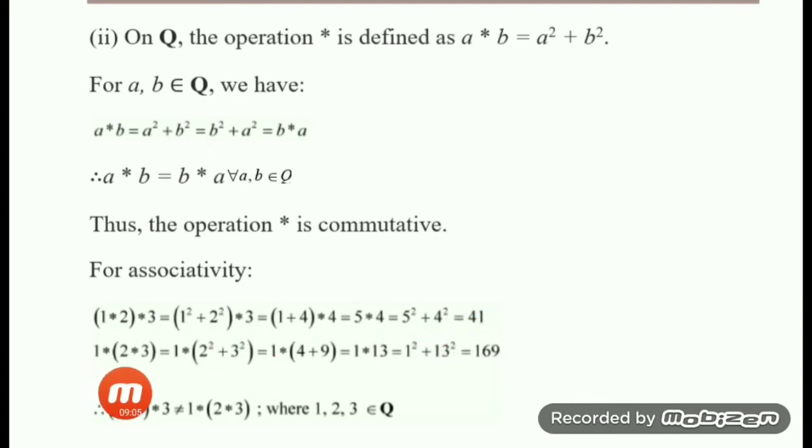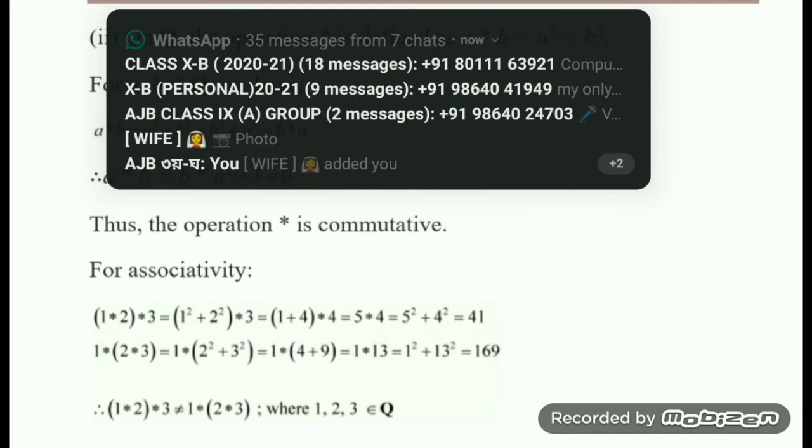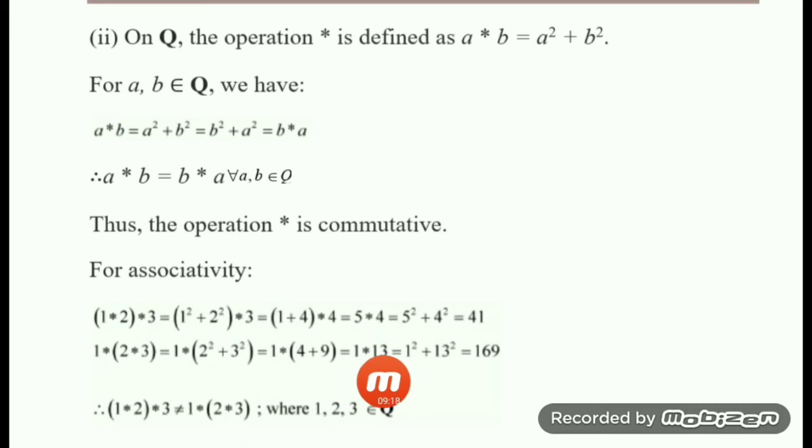Next, 1 star, in brackets, between 2 and 3. 1 star, this square plus this square, 2 square plus 3 square. So that gives you what? The 2 square is 4 and 3 square is 9, and that is 1 star 13. That is equal to 1 square plus 13 square. 1 square plus 13 square is equal to what? 169 plus 1 is equal to 170. It should be 170. I forgot to do the correction here. I forgot to add this 1 here. You do one more line, that is 169 plus 1, which is equal to 170. So we have seen that these are not equal. Therefore, they are not associative.